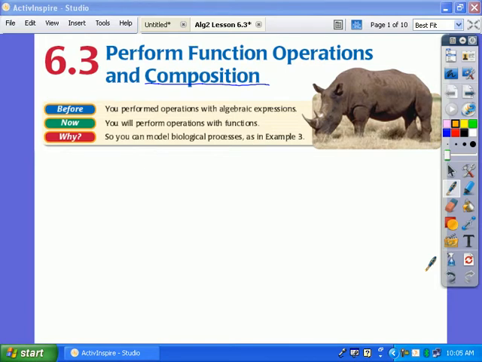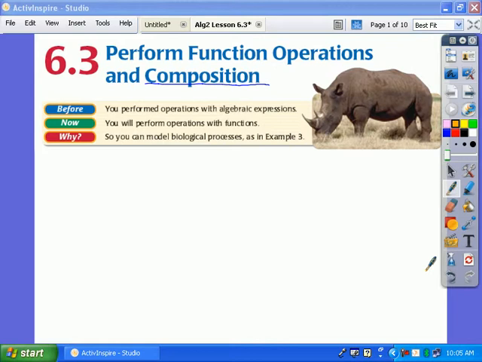Okay, Mr. Smith here. We're in Algebra 2, Section 6.3, and we're working with function operations, but specifically we want to focus on composition of functions. Okay, so you know four main operations: addition, subtraction, multiplication, division. We could call exponents another operation. We know how to work with exponents. That's another operation between two numbers.